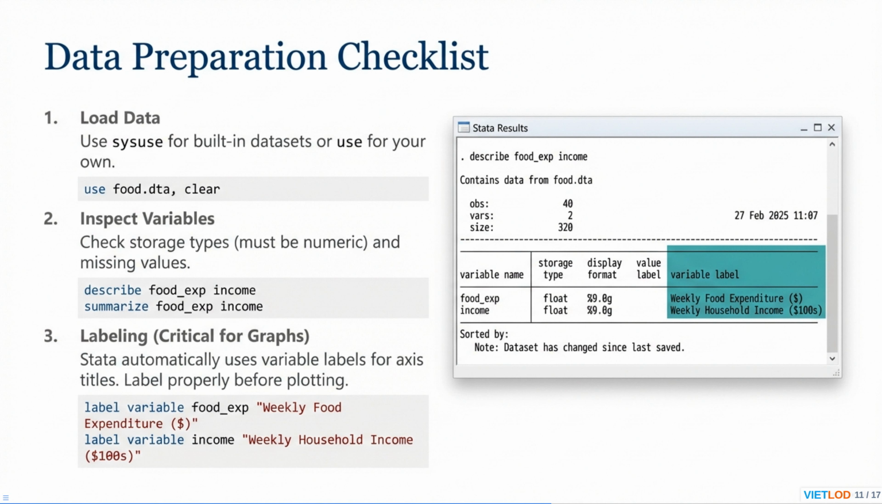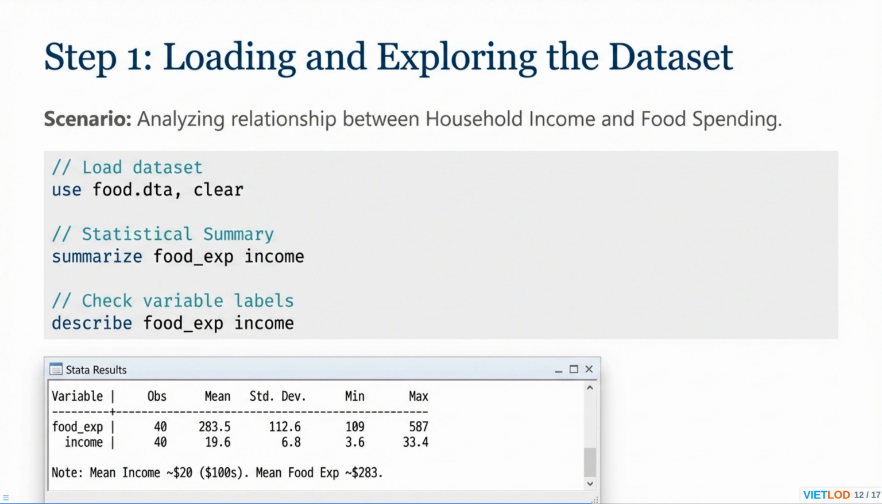As you can see in the Stata results, after running describe, the variables foodx and income have clear labels, weekly food expenditure dollars and weekly household income $100s. These will appear directly on our final plot. Now that our data is loaded, inspected, and labeled, we are ready to generate the plot.